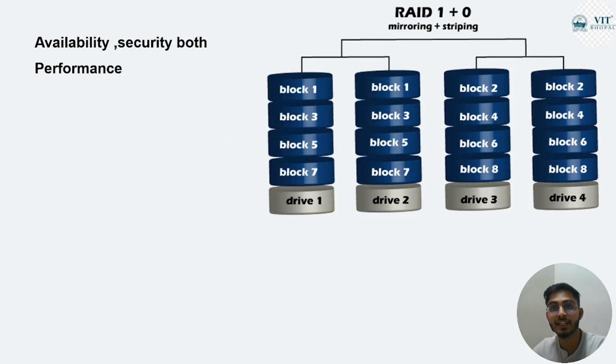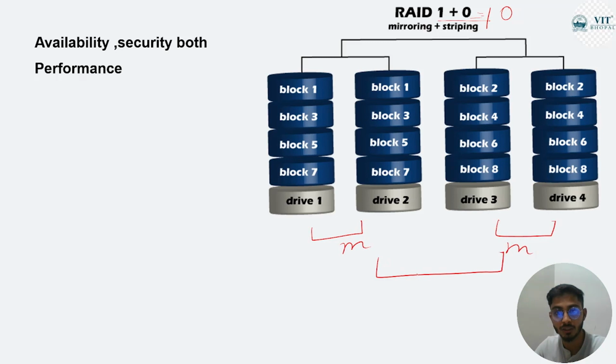Now see what RAID 1 plus 0 is. In many books you will see it written as 10. Okay, so it's not a 10, it's 1 plus 0. It means it is the combination of RAID 1 and RAID 0. In this, you will see both techniques, mirroring and striping. See here, mirroring is there, mirroring is there. And if we take both of these, this is striping.